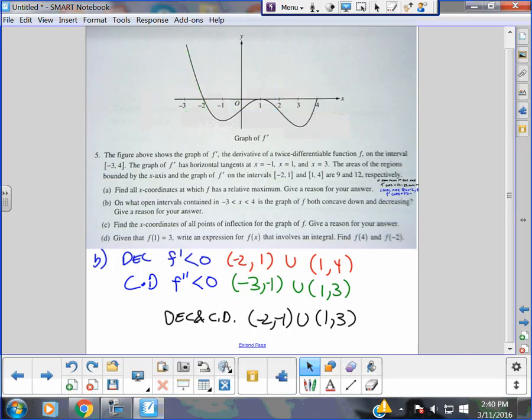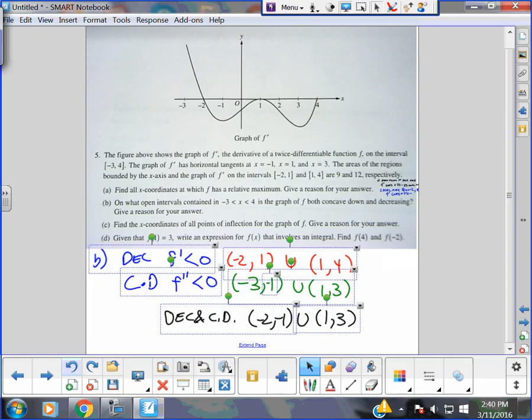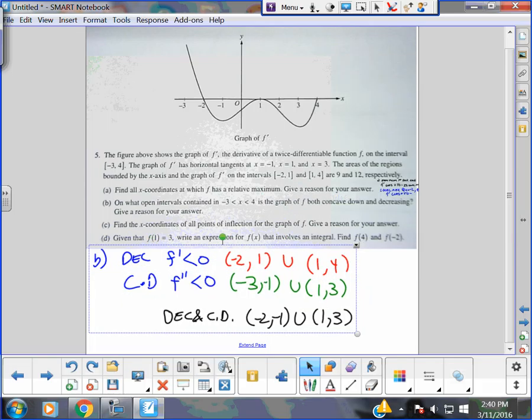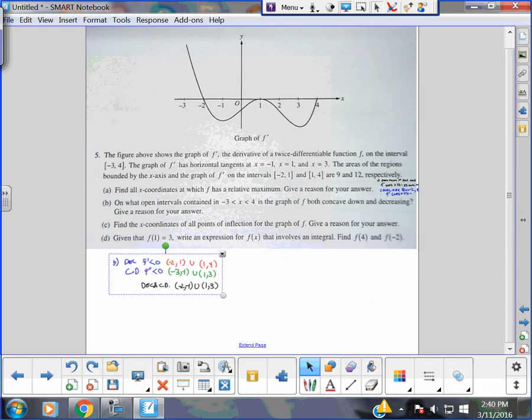Again, that was worth 2 points. I do the intervals in inequality notation on the AP. The answers were -2 less than x less than -1, and 1 less than x less than 3, like conjunction inequalities; it doesn't matter which way you notate it. And they want reasons, and the reasons I gave were right there: f prime being less than 0 and concave down meaning the second derivative is less than 0.